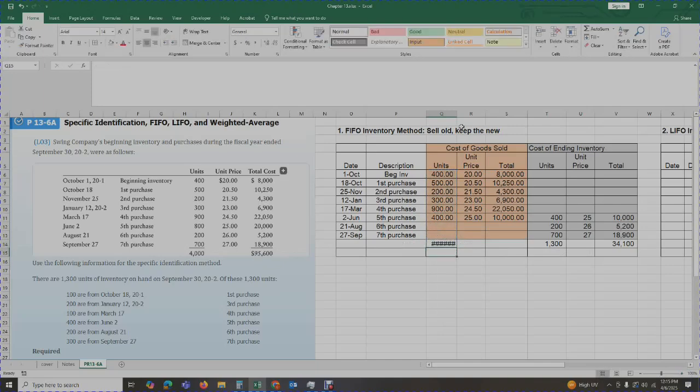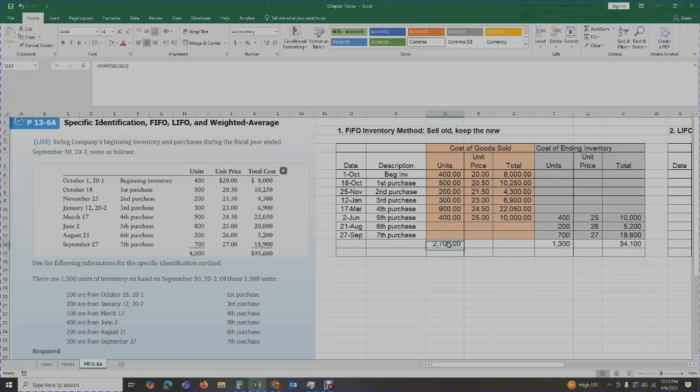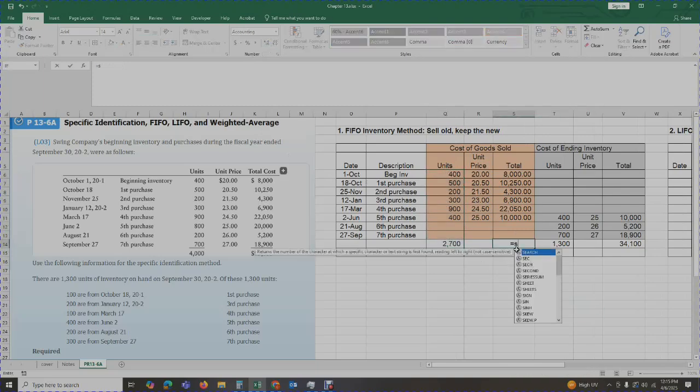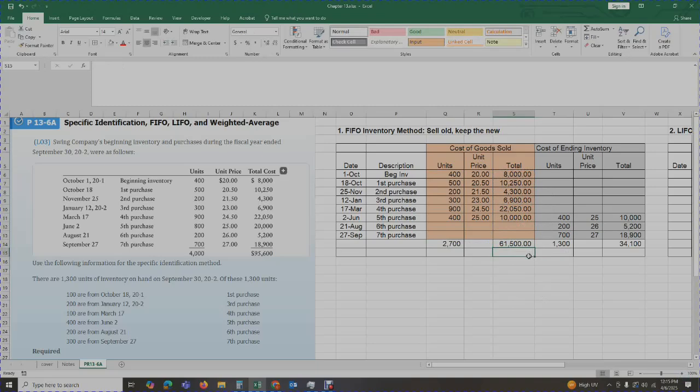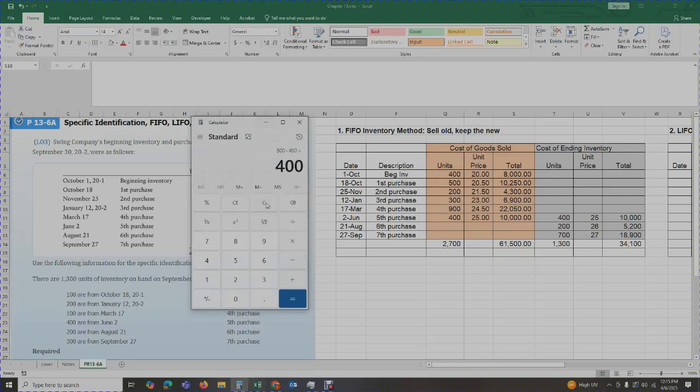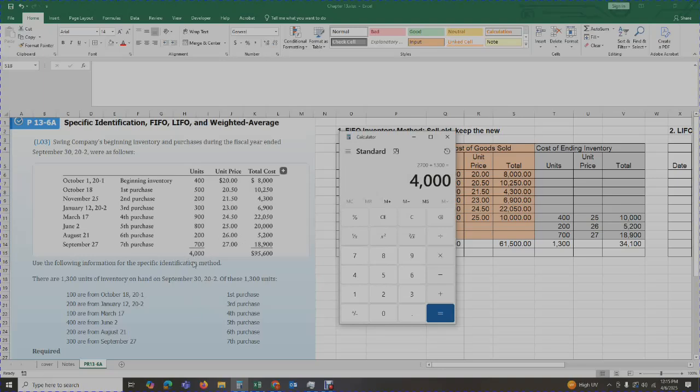Okay, so we sold 2,700 units, and the cost of those units was $61,500. So if you get your calculator, we sold 2,700 units, and we have in hand 1,300. That gives me my 4,000 units that I had.